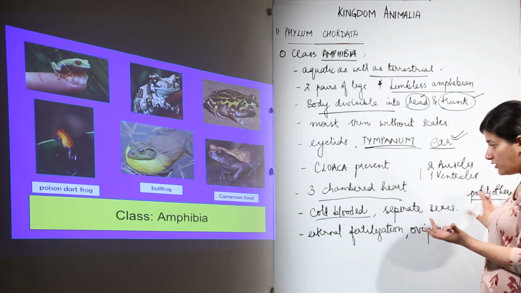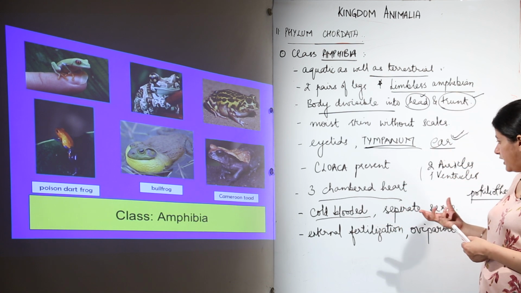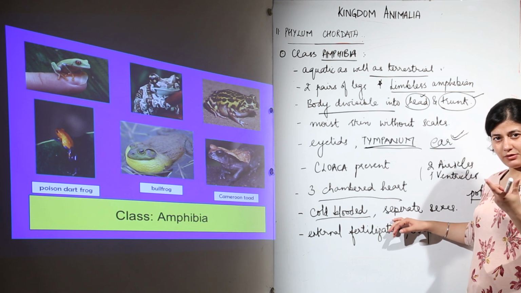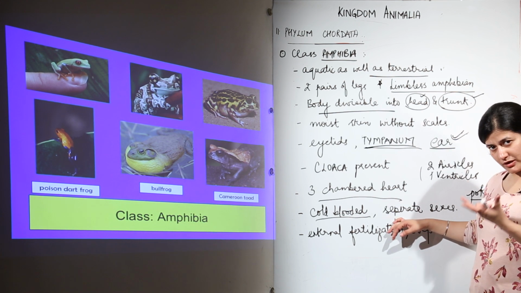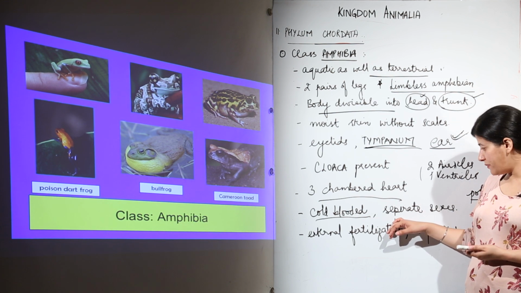That is why you don't find amphibians in the cold regions. You're not going to find any frog in the areas where there would be sub-zero temperatures. The sexes are separate. That means a male frog would be different and a female frog would be different, completely different they would look. There would be sexual dimorphism that would be present.